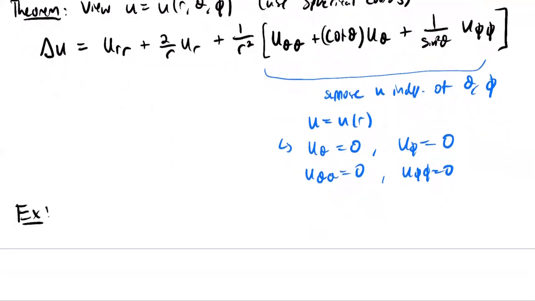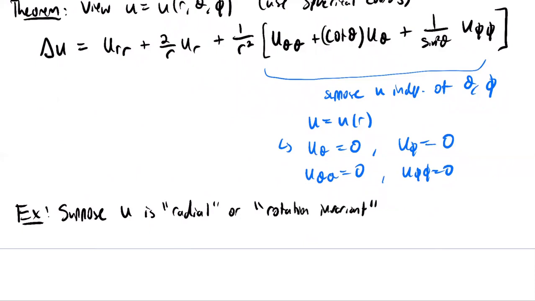And so let's do this in detail. Suppose u is radial, or rotation invariant, in the sense that u equals just a function of r. In particular, it's a one variable function of just the radius.